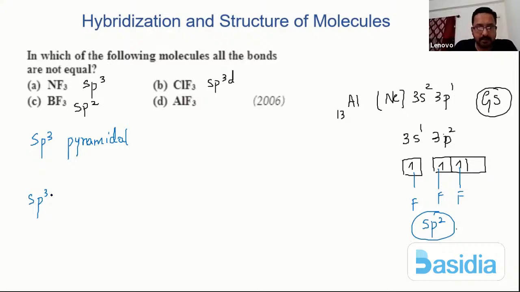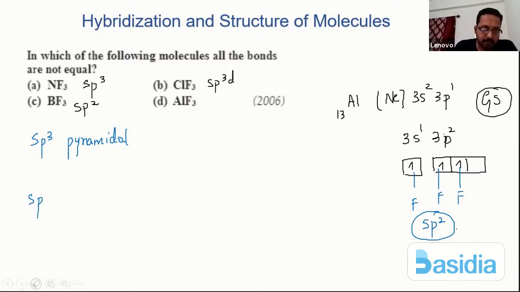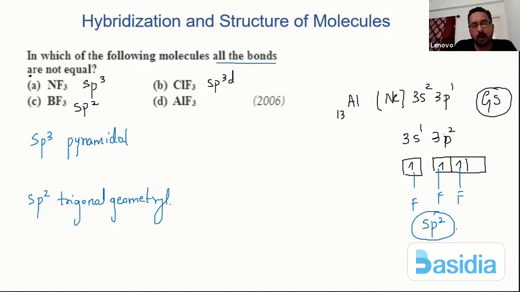With respect to sp2 over here, it is going to be trigonal geometry, correct? Here it is going to be trigonal geometry. Read the question. What is the question? The question they are asking is, all the bonds are not equal, correct? In which of the following molecules all the bonds are not equal?